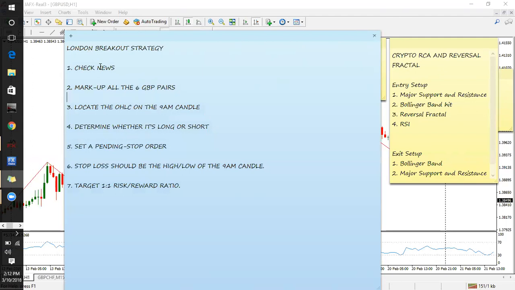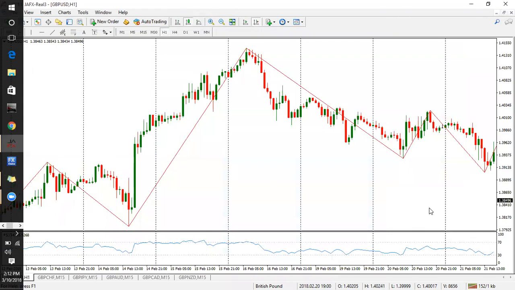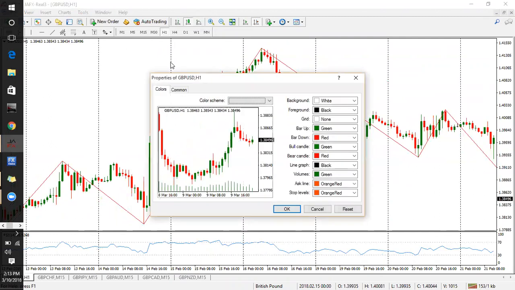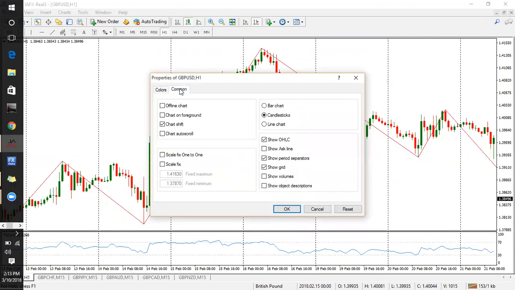Once it is red. Then the next thing is to mark up all the 6 GBP pairs: GBP AUD, GBP NZD, GBP JPY, GBP CHF, GBP USD. All the GBP pairs. Just mark them up, just as we have here. Make sure you put this period separator. How to put it? You click on your F8, your properties, and you come to common. Then you click on show period separator and tick it. That's how to do that.